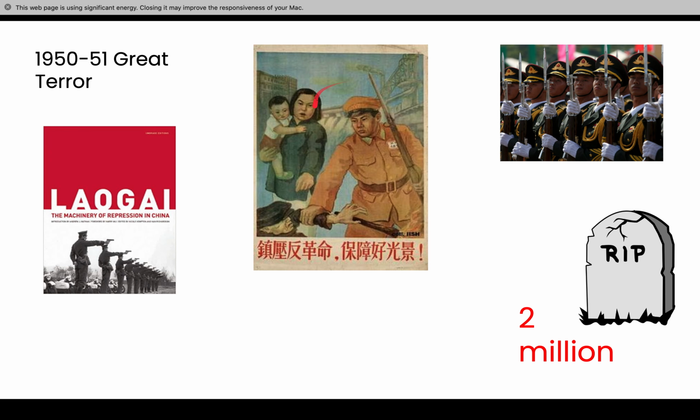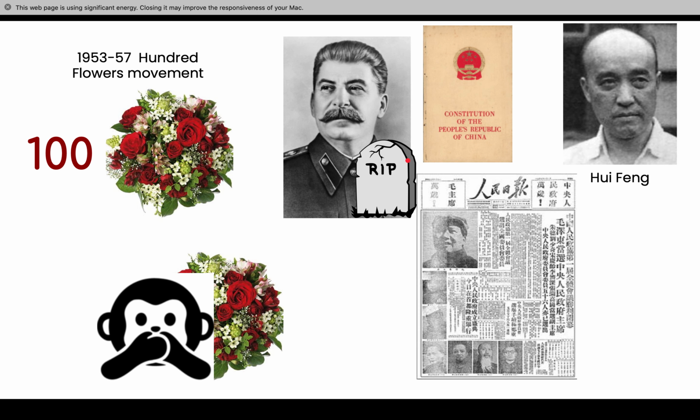He also used propaganda as a huge means of gaining control. Posters like this one here were published to get people on board and encourage them to support the communist values or to be sent to laogais. We then have the 100 Flowers campaign.